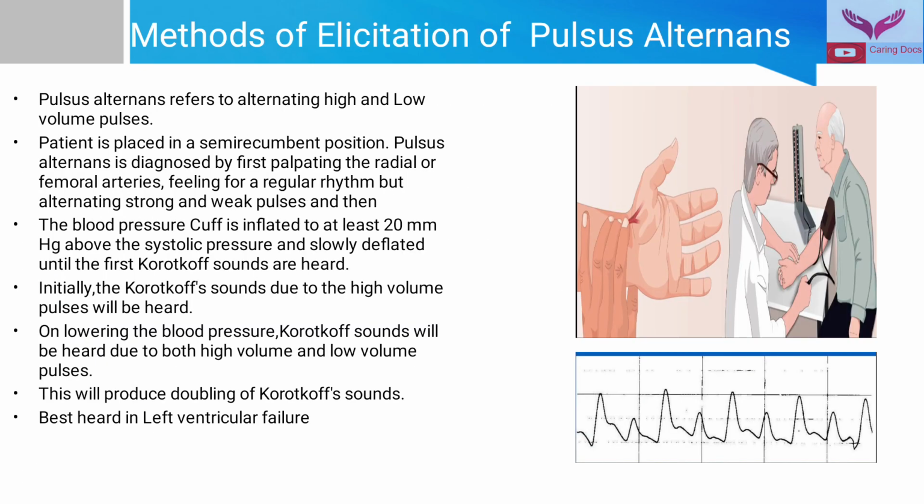How do we assess pulsus alternans? Pulsus alternans refers to alternating high and low volume pulses. The patient is placed in a semi-recumbent position. Pulsus alternans is diagnosed by first palpating the radial or femoral artery, feeling a regular rhythm but alternating strong and weak pulses. Then the blood pressure cuff is inflated at least 20 mm above the systolic blood pressure and slowly deflated until the first cough sounds are heard. Initially, the cough sounds are due to high volume pulses. On lowering the pressure, the cough sounds will be heard due to both high volume and low volume pulses. This will produce a doubling of the cough sounds, best heard in left ventricular failure.